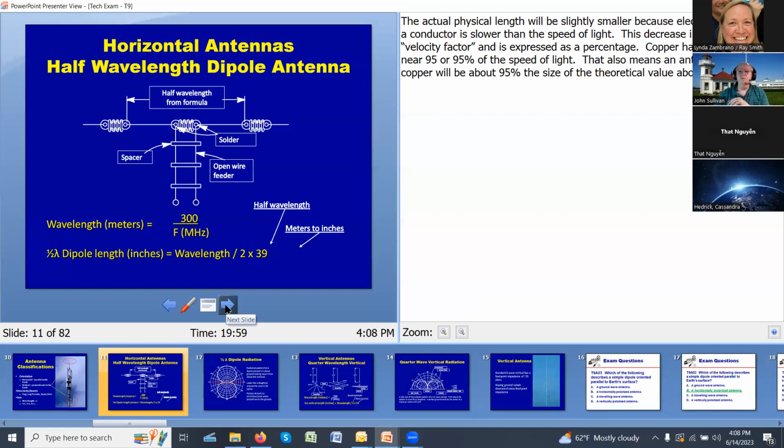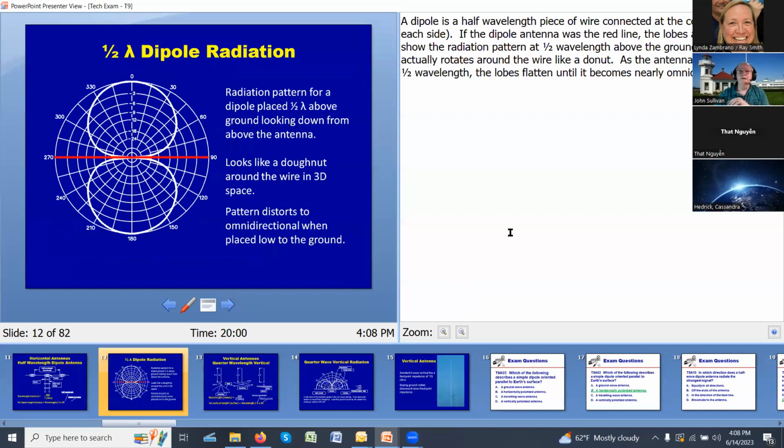You'll see us as we go through some examples of this. So this type of antenna is going to produce this kind of radiation pattern. That red horizontal line represents the dipole antenna, and we're looking at this from the top. So the antenna is there and we're looking at the top of it.